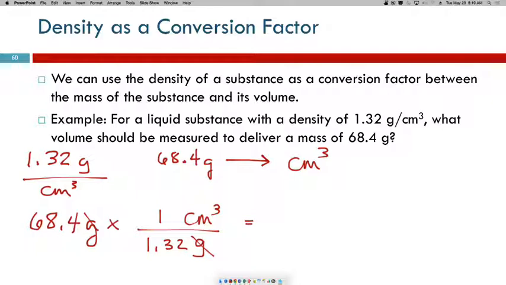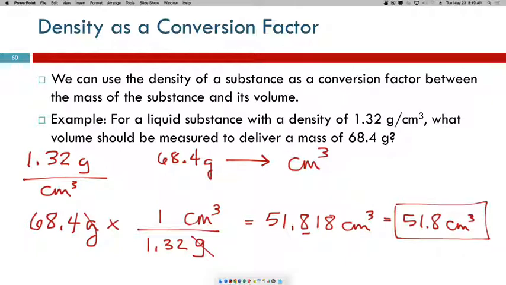So 68.4 divided by 1.32. How many sig figs should this answer have? 3. You'll notice a pattern that most of our example problems are going to end up with 3 sig figs. And then the unit is what? Cubic centimeters. So when I round that then, 51.8 cubic centimeters. That's the volume that I need.